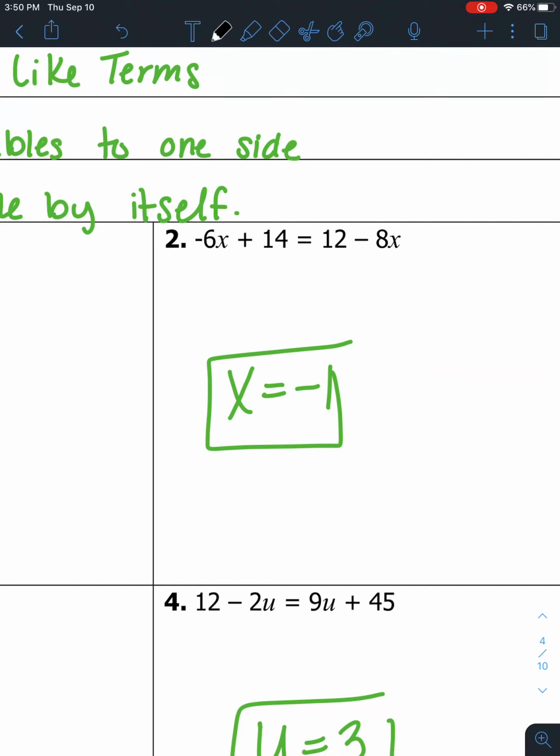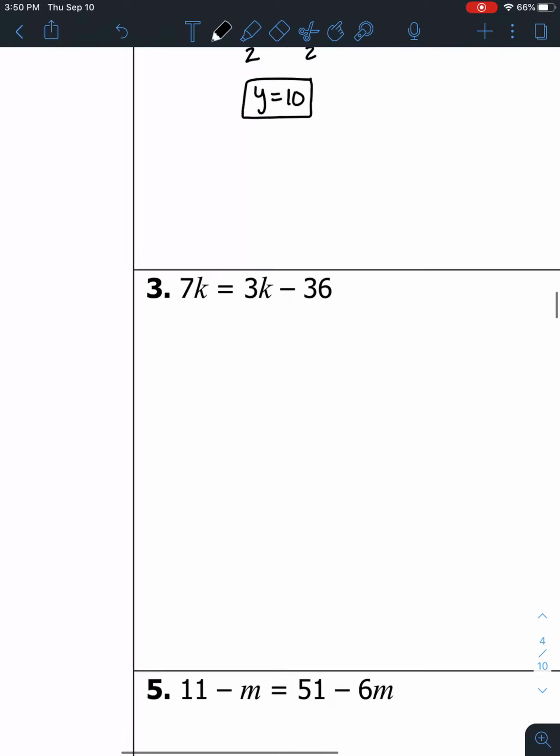Go ahead and give number 2 a try. It should be the exact same steps. And you should get x equals negative 1. Again, if you don't get that, come see me. Let's chat it out and let's make sure you get that.